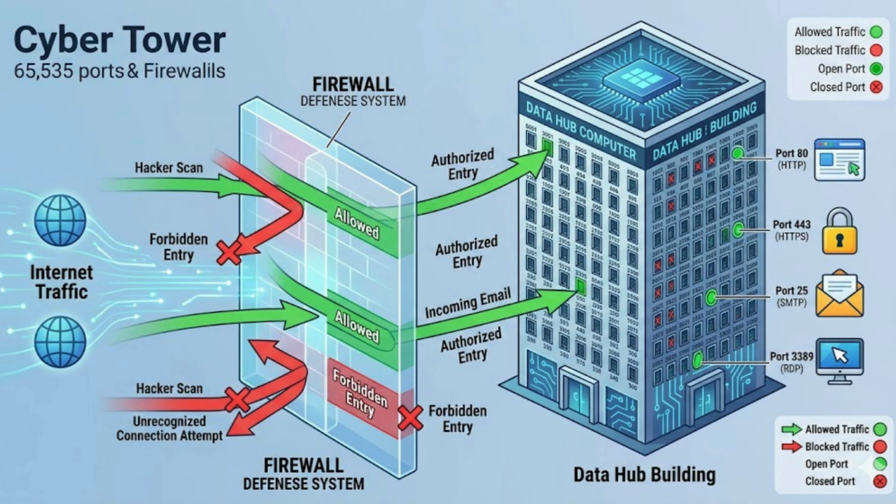Those doors in the building analogy are called ports. Your computer has 65,535 of them. Different applications use different ports. Your web browser uses port 80 and 443, email uses port 25, remote desktop uses port 3389. A firewall controls which ports are open, which are closed, and who is allowed to use them. Without a firewall, every port is potentially exposed. With a firewall, you decide exactly what gets through.